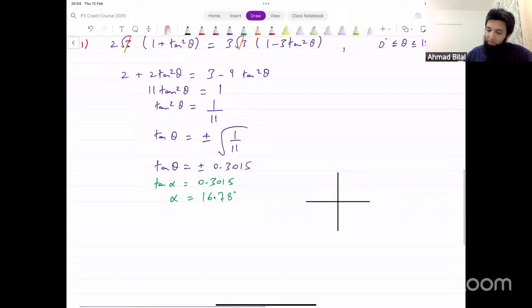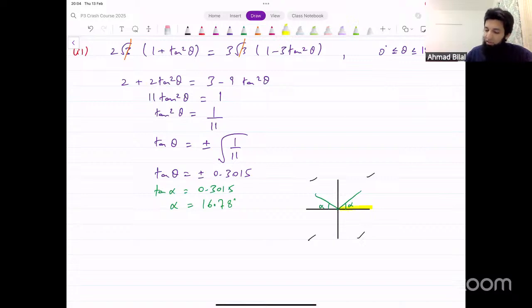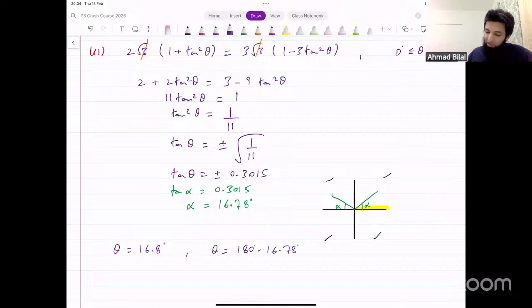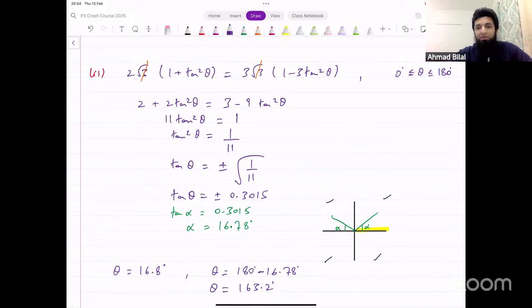Okay, now which quadrants can we be in? It's plus minus. That means it can be any of the 4 quadrants. However, the interval is only up to 180. So we say the basic angle can either be here or it can be here. These are the 2 angles that we consider. The first angle that we get is in the first quadrant, which is 16.8 degrees. In the second quadrant, it would be 180 minus 16.78. And that turns out to be 163.2 degrees. These are the 2 values of theta that we get, and these are our final results.